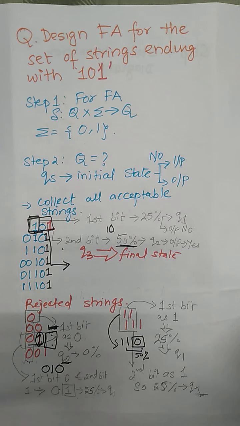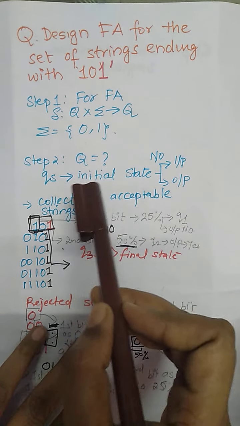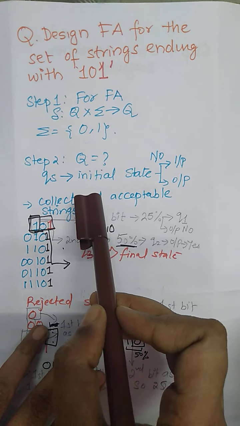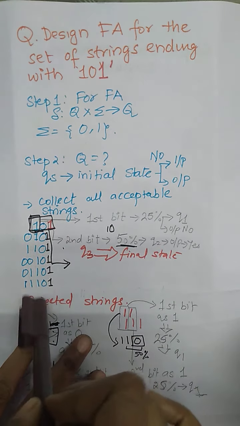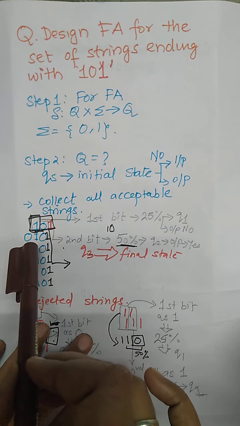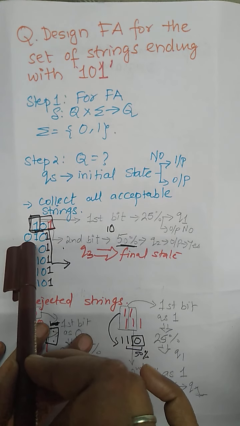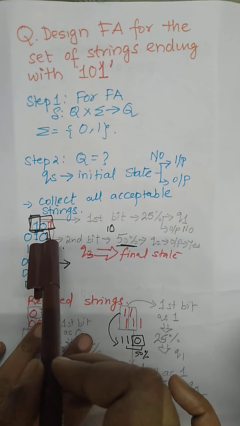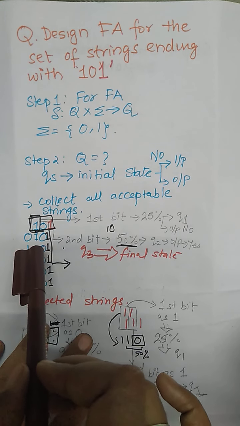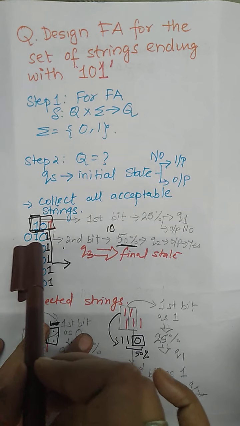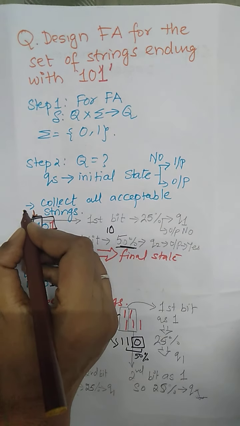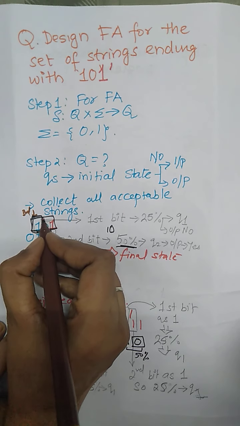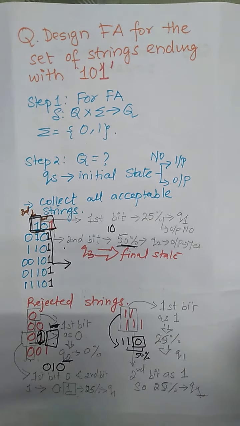So what are we going to do? We are going to start finding Q. In Q, as usual, QS will be the initial state with no input and no output. After collecting all the accepted strings, we are going to consider only the first string. The first string is 101, which is accepted by our finite automaton, and it consists of three positions: 1, 0, and 1. So this one will be considered the third last position. This will be the second last position. This will be the last position.